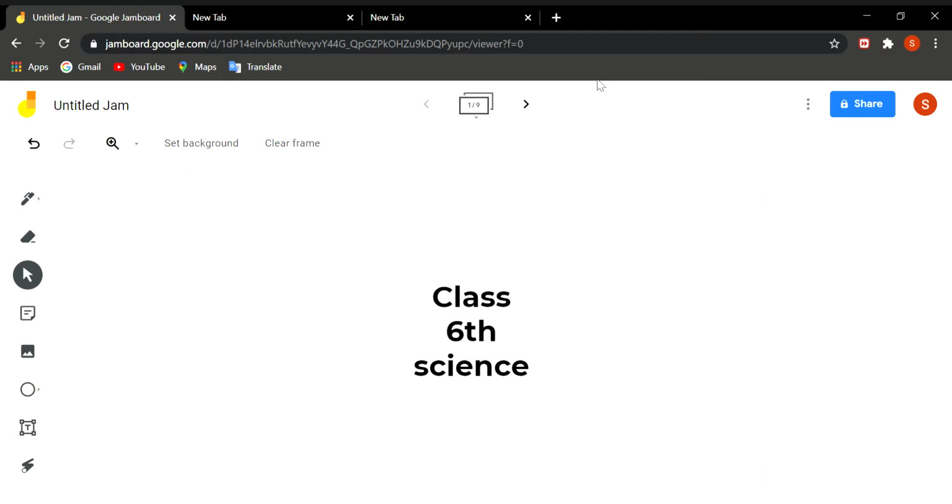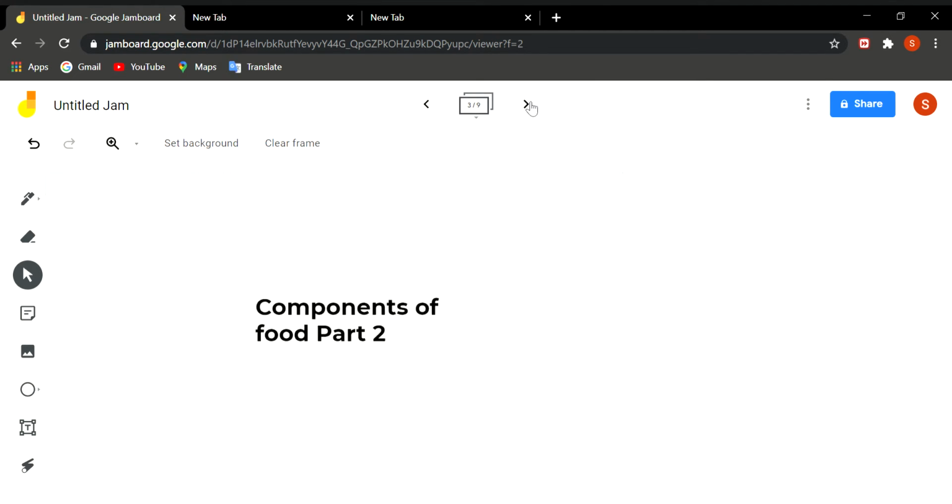Class 6, we were discussing the second chapter of your book, that is Components of Food. We have discussed the term nutrients and also discussed two very important nutrients, that is carbohydrates and proteins. Carbohydrates were energy giving food and proteins were the building blocks of the body. Now the third nutrient which I am going to discuss today is fats.